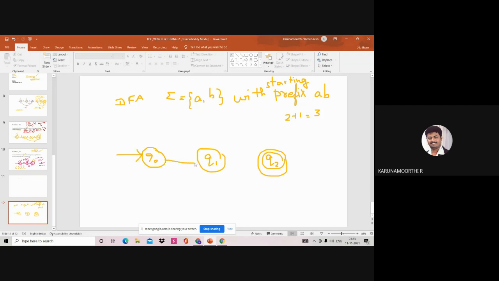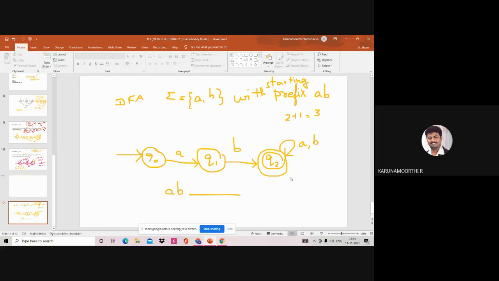Right? So what is the condition? Your starting prefix is AB. So the meaning is the first input string is AB. Then followed by a combination of A's and B's. You can put any number of A's and any number of B's. Okay. So for that you can make a self loop A comma B. That's it.